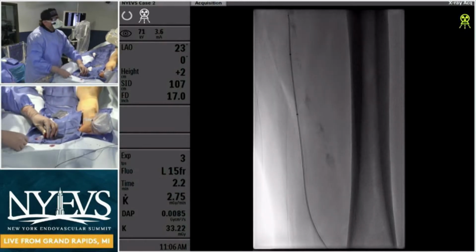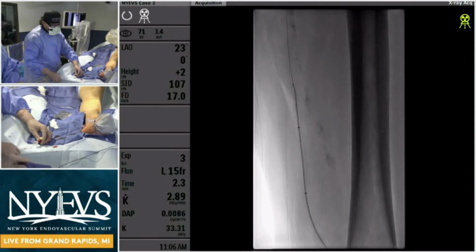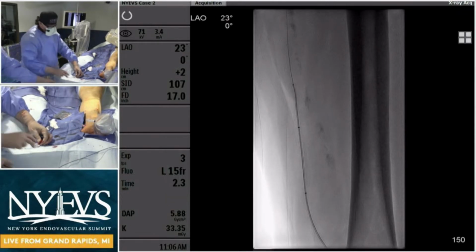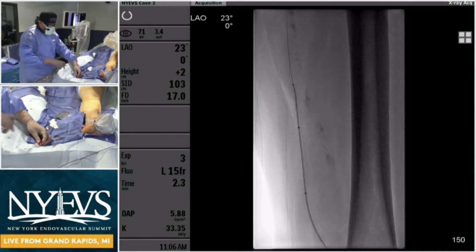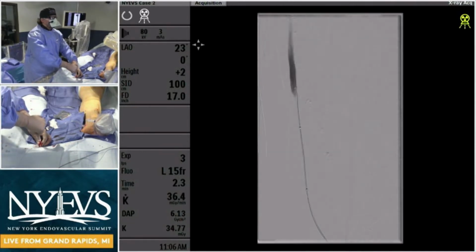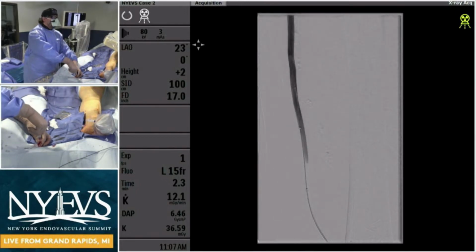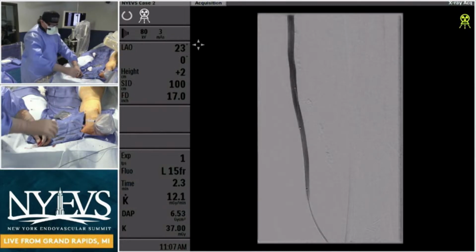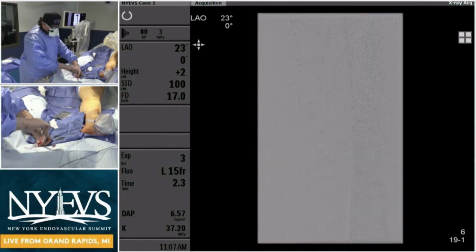And I'm going to take a picture here. Again, the outflow is occluded, so we might not see much. We'll see. Yeah, so I'm opacifying the graft, but because there's such high-grade stenosis, 90% stenosis.